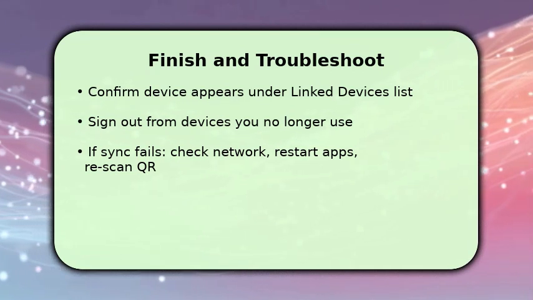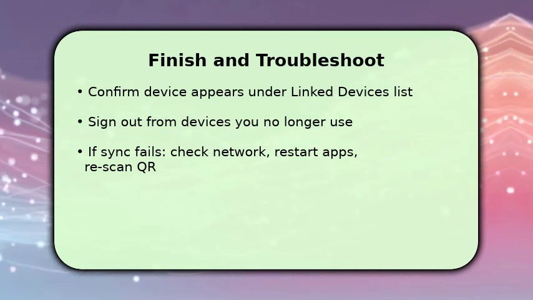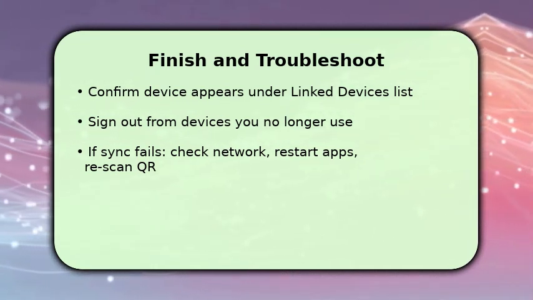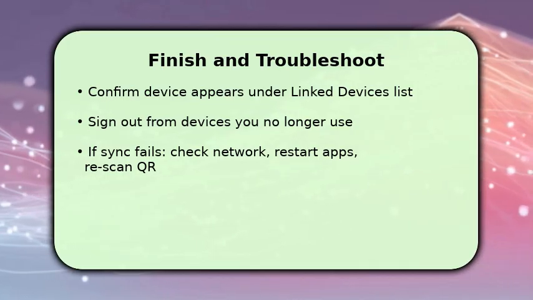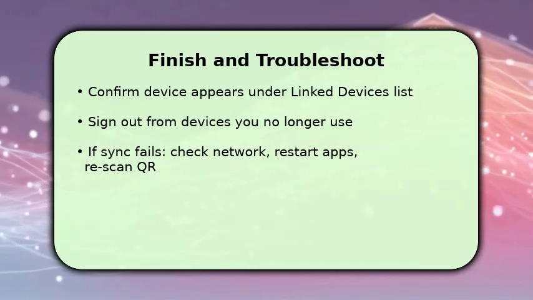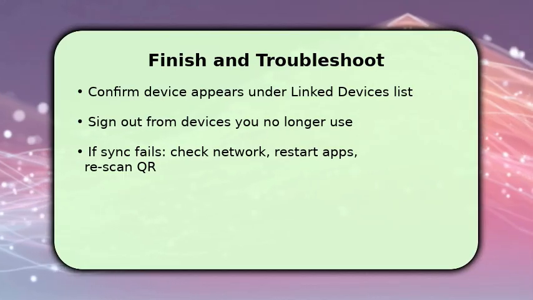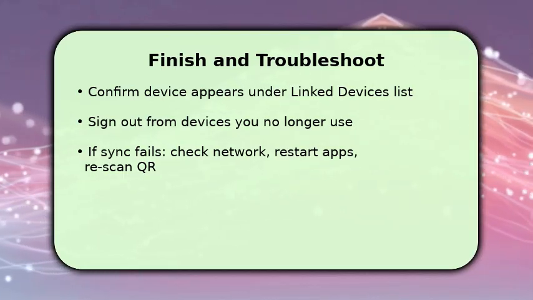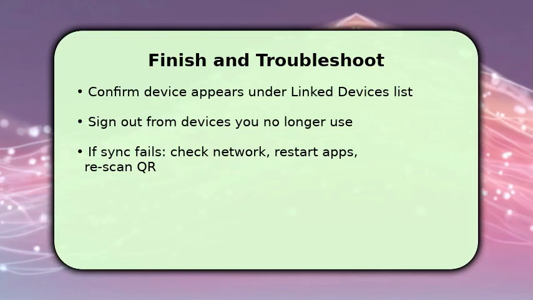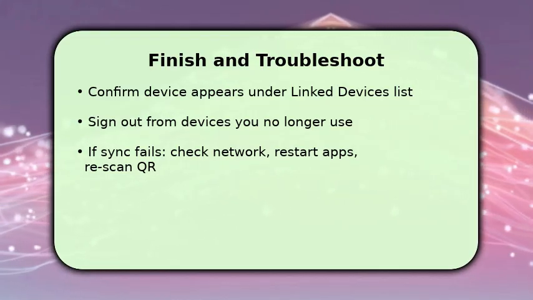If messages aren't syncing, make sure both devices have stable network connections, then force close and reopen WhatsApp, or restart the target device and rescan the QR. One key troubleshooting tip: if QR scanning repeatedly fails, toggle camera permission for WhatsApp in iPhone settings.